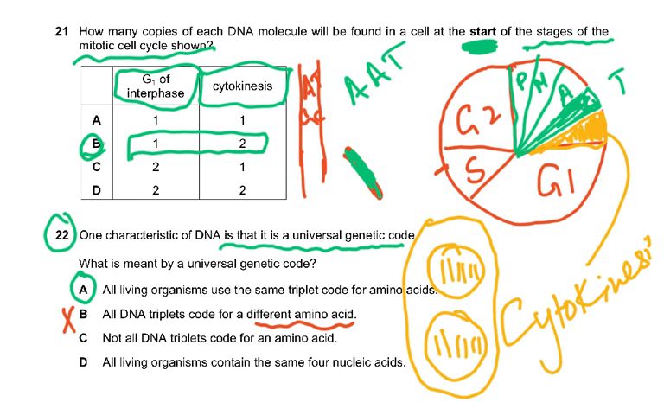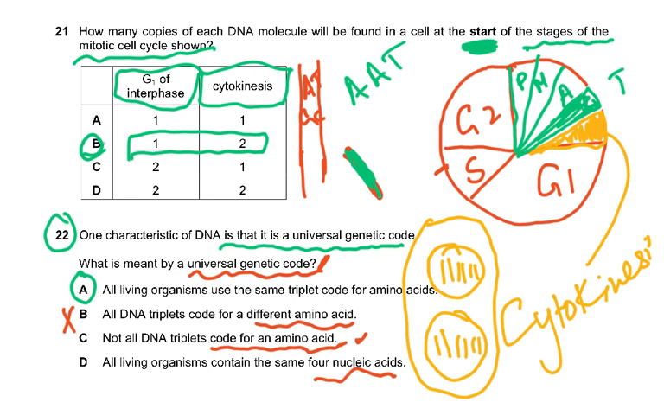Not all DNA triplets code for an amino acid. But that's not the meaning of universal genetic code. That is correct. I'm not saying it's wrong. Because there are some which code for a stop codon, stop and for a start. But what is meant by universal genetic code? This is correct. This is not wrong. But it's not what the answer to the question that they're asking you. All living organisms contain the same 4 nucleic acids. Actually, there are 5 nucleic acids, DNA and mRNA.